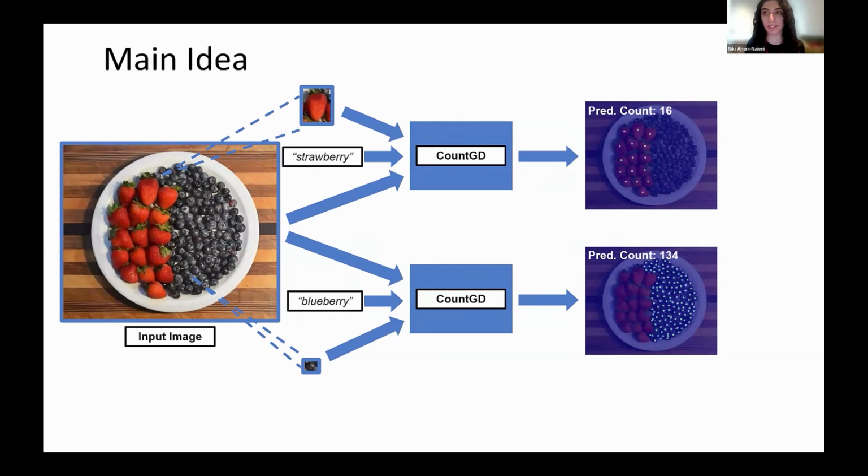And it's open world in the sense that it can, in theory, count any object. And it's able to do that because it's learning to take the object specification as an input in addition to the image. So when you specify strawberry, it should output detections of just the strawberries and a final count, and vice versa for the blueberries. And in theory, you can specify anything, even if it's not in the training set of the model.